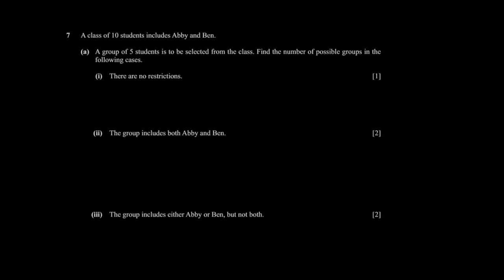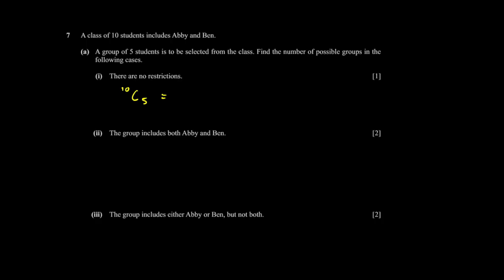Okay, then here we are in question 7, a combinations permutations style of question. A class of 10 students includes Abby and Ben. A group of 5 students is to be selected from the class. Find the number of possible groups in the following cases. There are no restrictions. In this case, we are choosing 5 students out of 10 students. So that is just a case of 10C5. We can stick that into a calculator and we'll get our answer.